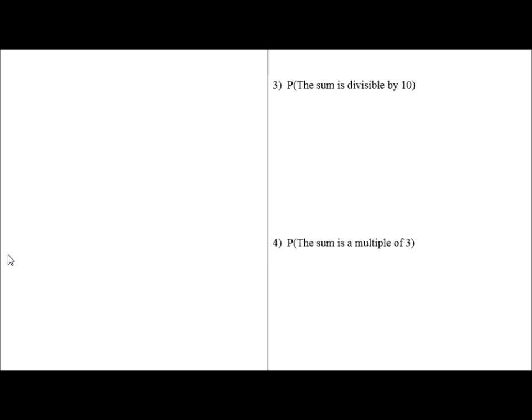Number 3, the probability that the sum is divisible by 10, that happened a total of 3 out of the 36 times. That was when our sums were 10, 20, or 30. And the probability that the sum is a multiple of 3, that happened 12 out of the 36 times, or about 0.3 repeating, or 1/3. So there are the solutions to example 7.